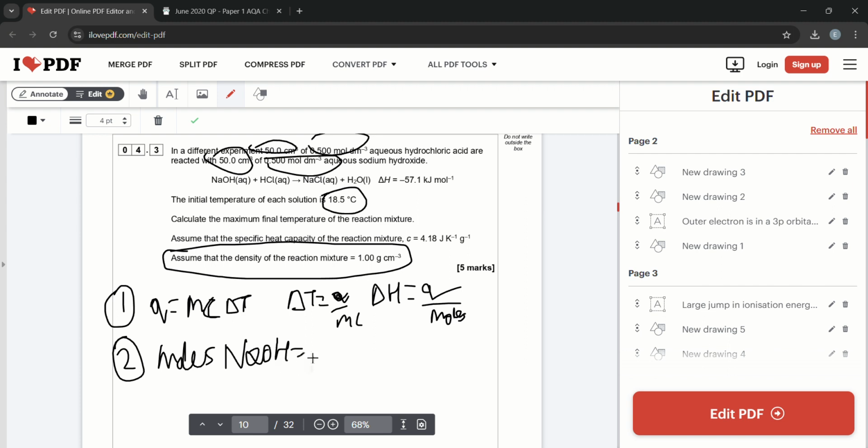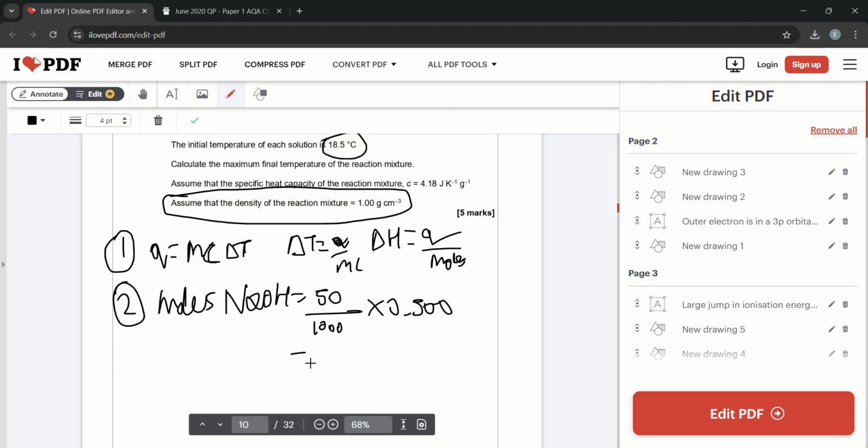Moles of NaOH. Well, it's going to be concentration times by volume. And obviously we want the centimeters cubed or mole per dm^-3, that's why I'm dividing by 1000. What would that give me? 0.025 moles.